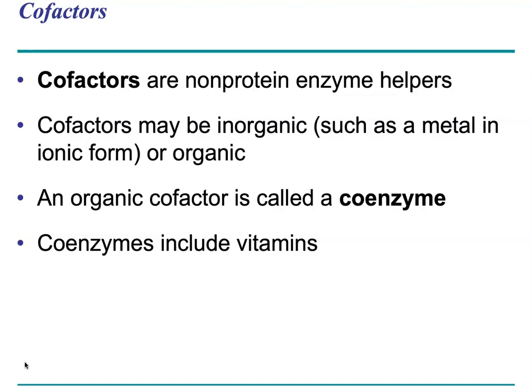If it is an organic cofactor, then we call it a coenzyme. Coenzymes almost always include vitamins. That is the role of vitamins. If you think back to chapter 1 or 2, we talked about some things you need in trace elements, in small amounts. Vitamins are one of those things because they function as coenzymes. Metals, heavy metals like iron, phosphorus, manganese, calcium, you need in small amounts because they also function as cofactors.